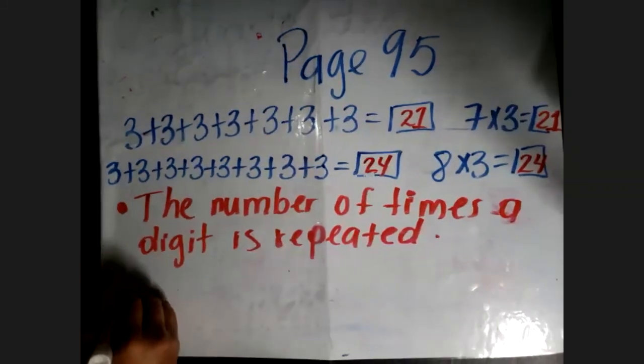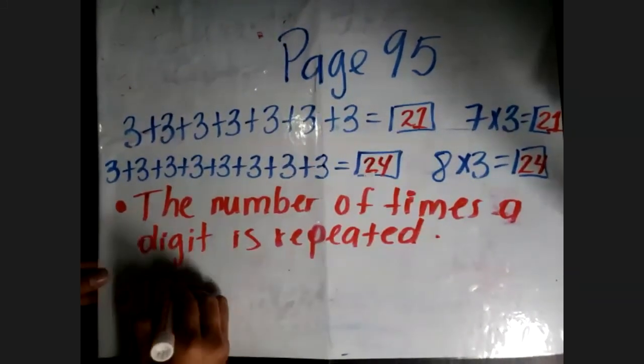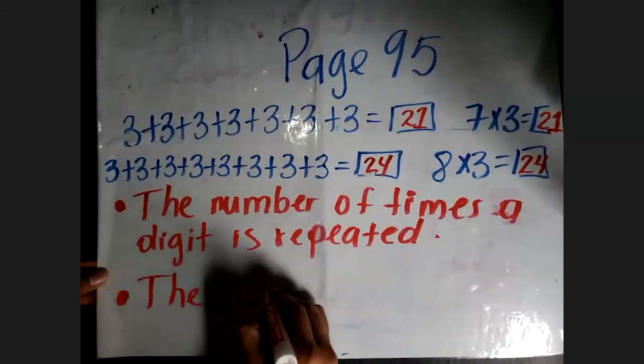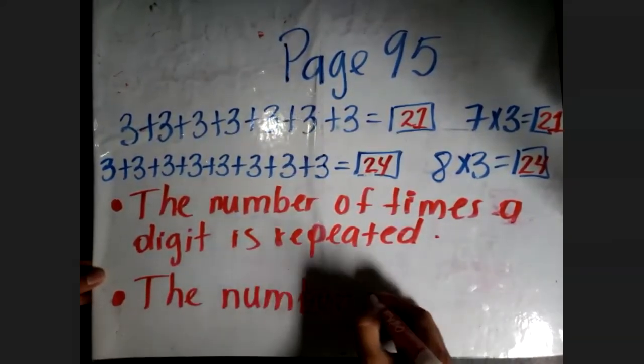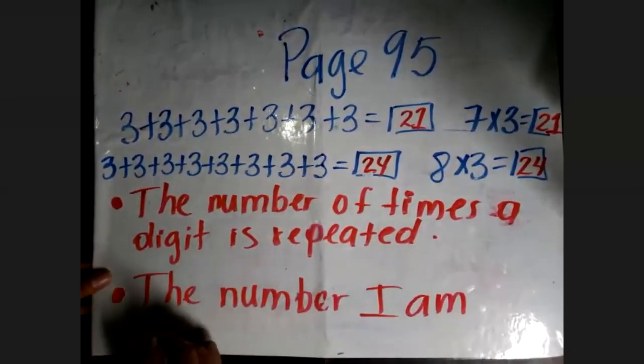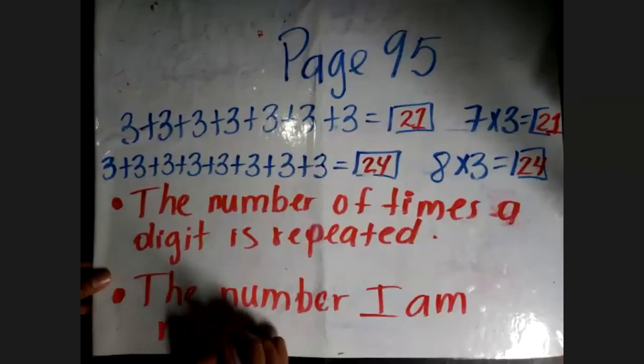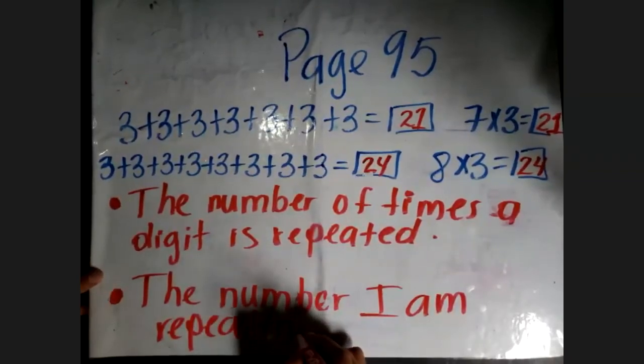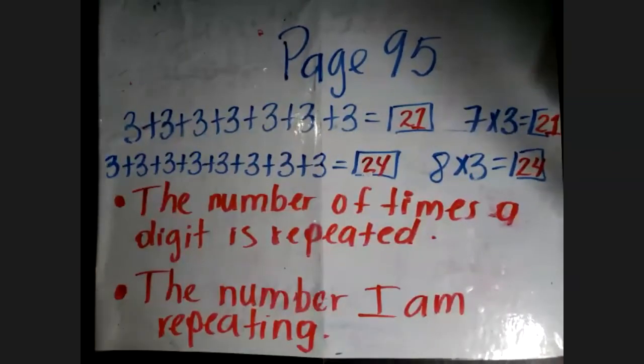So, what does the second digit indicate? The number I am repeating, right? Estoy repitiendo. Okay, write the answer then. The number I am repeating.